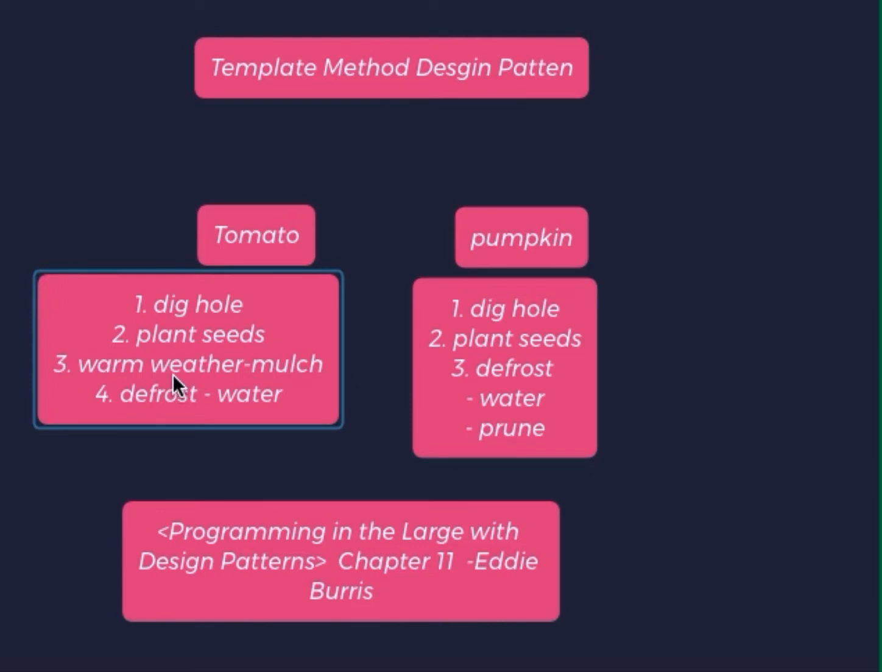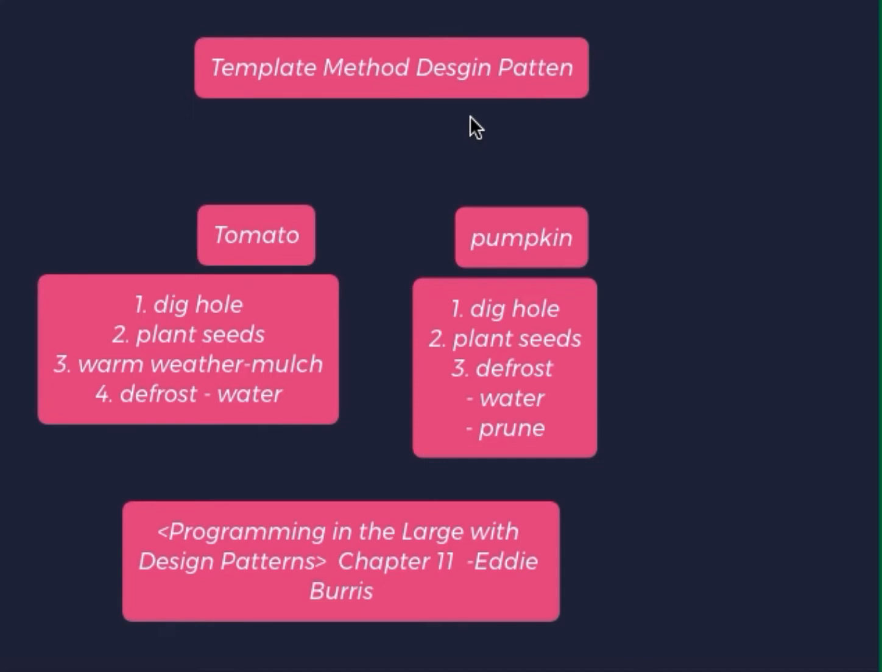After that, the tomato would need to be mulched during the warm weather, but the pumpkin doesn't need mulch. On the other hand, pumpkin needs extra pruning compared to tomatoes after defrost. So, if we write code for both tomato and pumpkin separately, there will be some duplicate code. To avoid these repetitions, this design pattern is introduced.